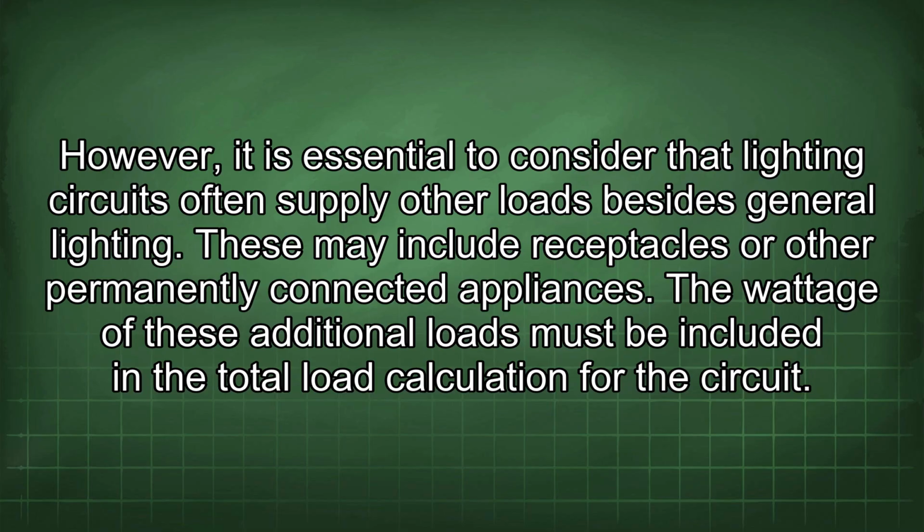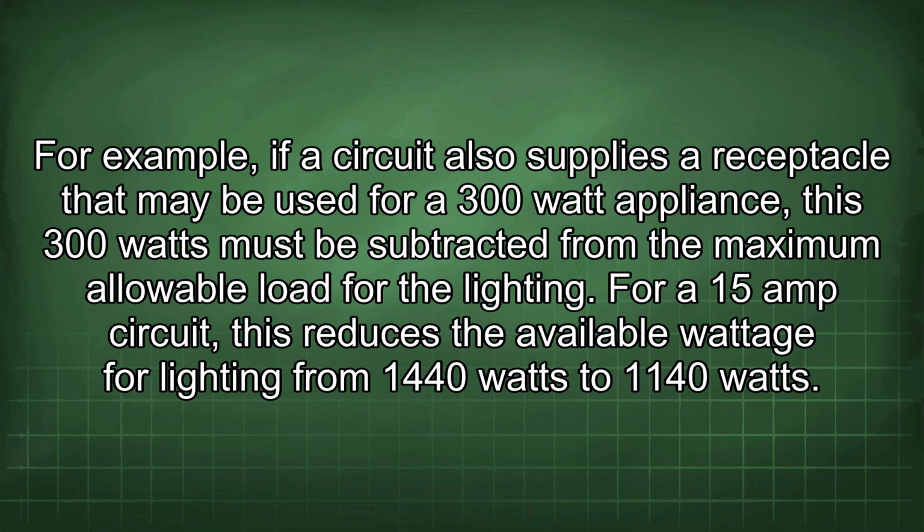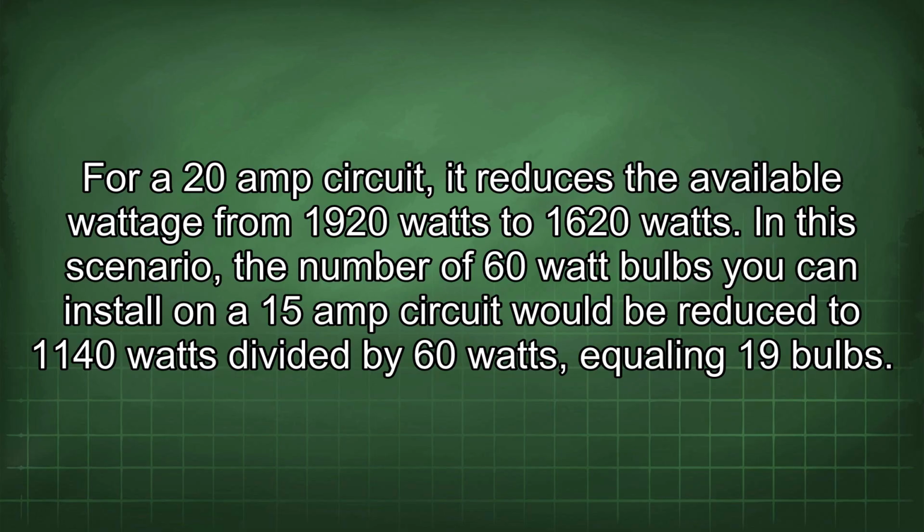However, it is essential to consider that lighting circuits often supply other loads besides general lighting. These may include receptacles or other permanently connected appliances. The wattage of these additional loads must be included in the total load calculation for the circuit. For example, if a circuit also supplies a receptacle that may be used for a 300-watt appliance, this 300 watts must be subtracted from the maximum allowable load for the lighting. For a 15-amp circuit, this reduces the available wattage for lighting from 1440 watts to 1140 watts. For a 20-amp circuit, it reduces the available wattage from 1920 watts to 1620 watts.